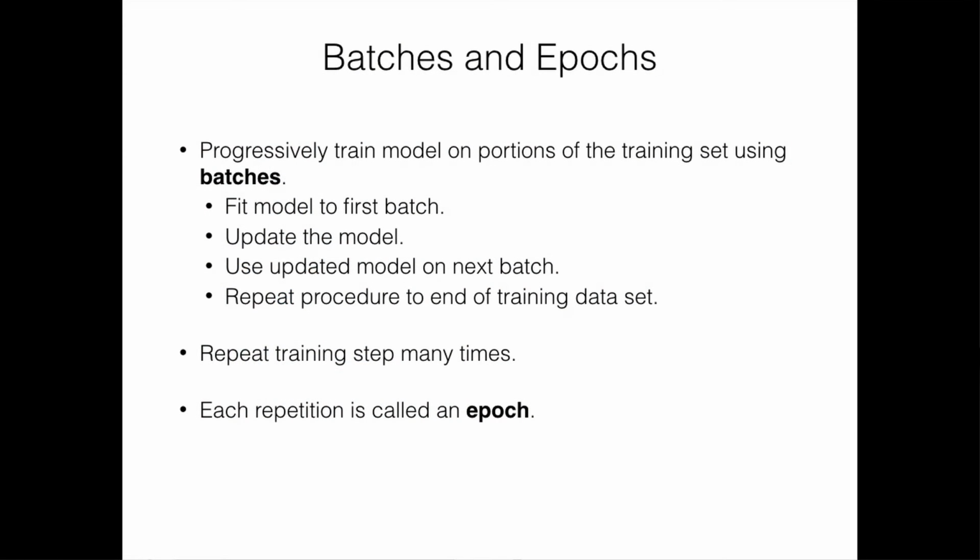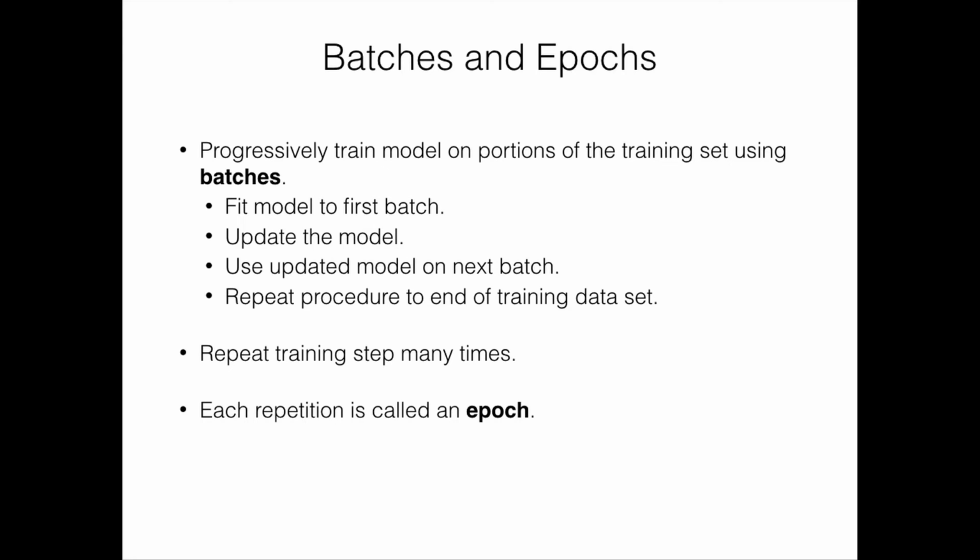Now we're ready to train the model. Training is done using batches and epochs. So batches, this is when you separate the training data into separate chunks. And you train the model on each chunk. And each time you train it, you improve the model. You tweak it a little bit using the optimization function. And then you pass that on to the next chunk. You keep repeating that process as you keep improving the model.